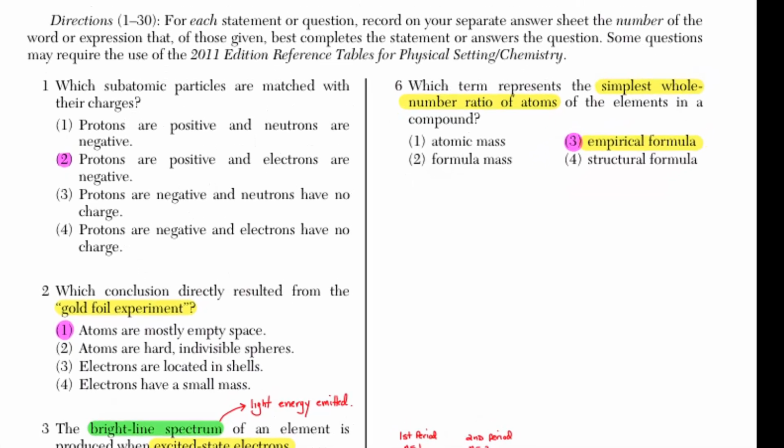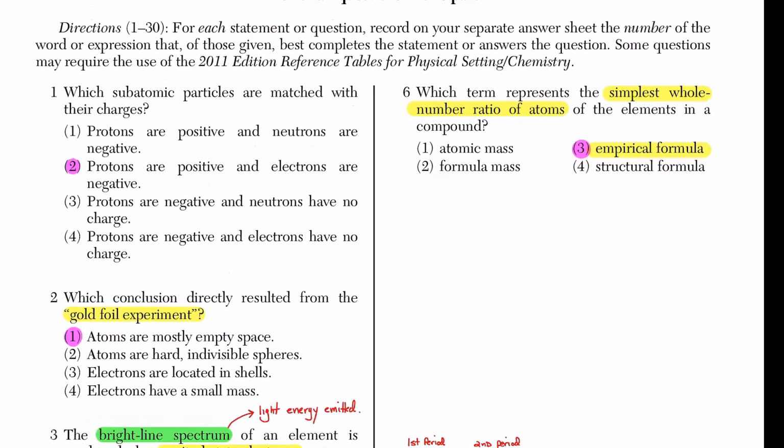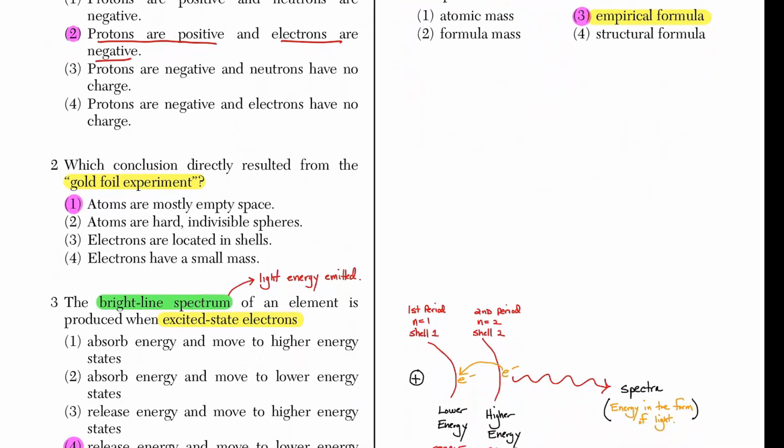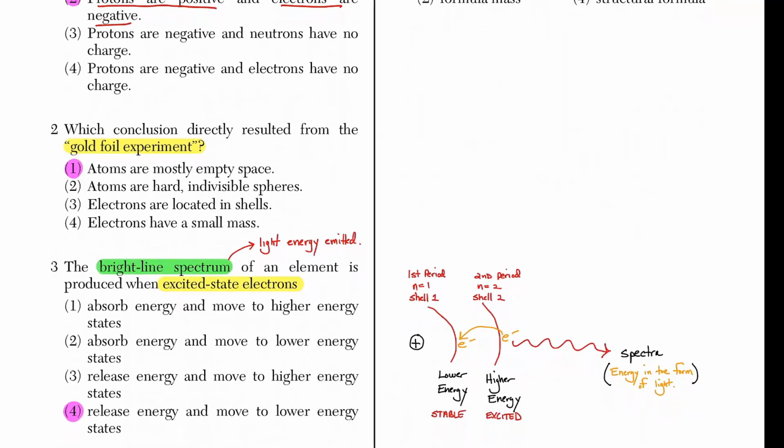I did these consecutively. Number 1, which subatomic particles are matched with their charges? Well, of course, protons are positive and electrons are negative. They're also opposite and equal in magnitude. They both have a charge of 1, one being positive 1, one a negative 1. Sometimes you hear that. So 1 is equally 2. Oh my gosh, 2, they're asking about the gold foil. Which conclusion directly resulted from the gold foil? Atoms are mostly empty space. Oh, that's one of the conclusions. The other one is that the nucleus is dense, small, and positive. All right, so that's very straightforward.